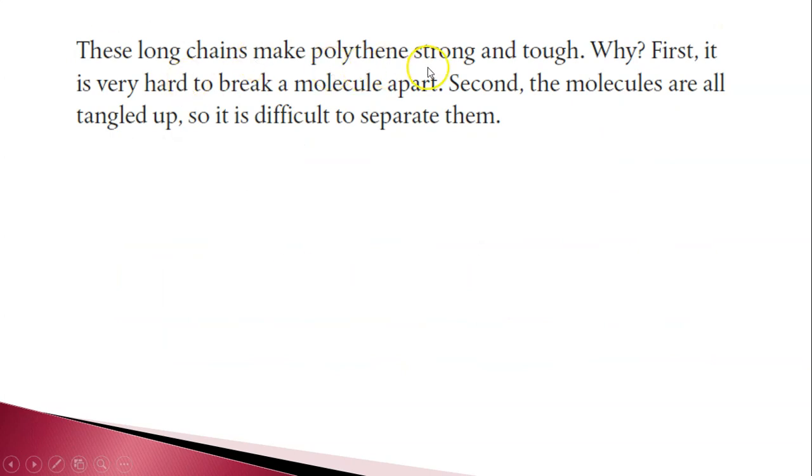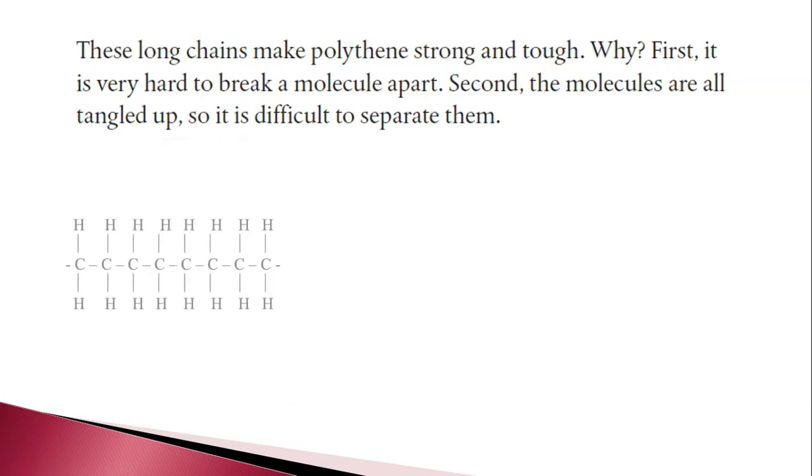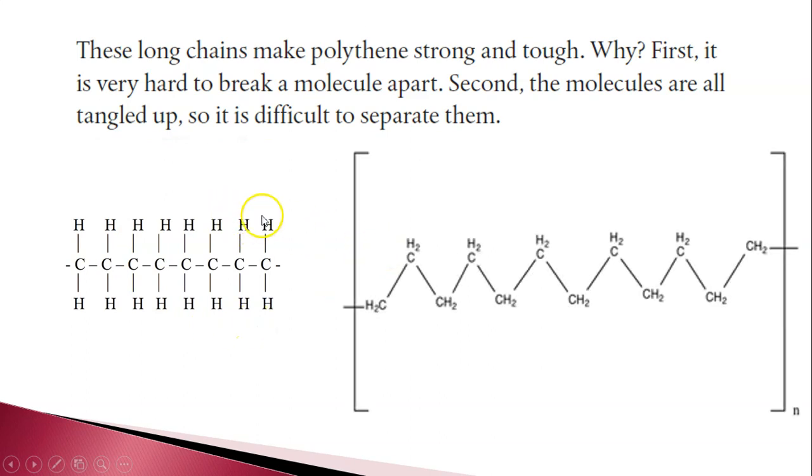These long chains make polythene strong and tough. Why? First, it is very hard to break a molecule apart. We can see that it is a long chain and it is very difficult to break it apart. And second, the molecules are all tangled up, so it is difficult to separate them. That's why it is very strong and tough.